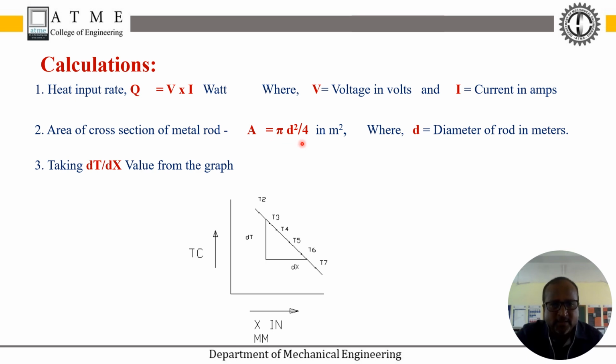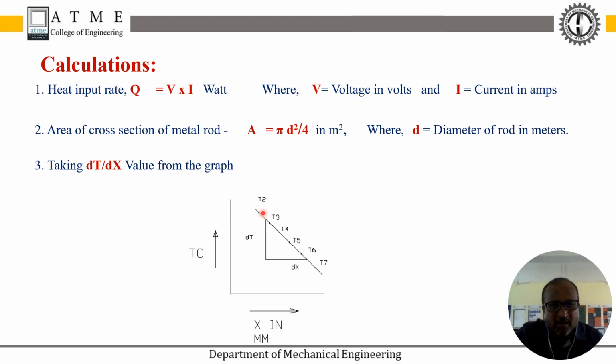That is nothing but pi d square by 4, because it's a circular rod, and the diameter of the rod is given, and you have to find out the A. And the next value is the temperature gradient, dt by dx. That we are taking from the graph, which is drawn along the x-axis is the distance on the rod, right? And along y-axis the temperature of that point.